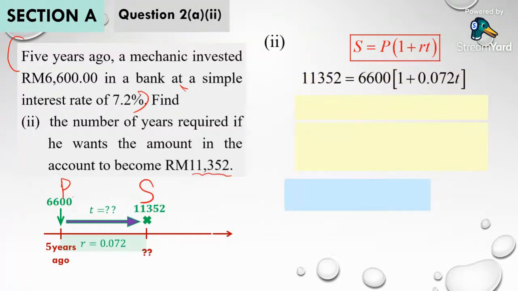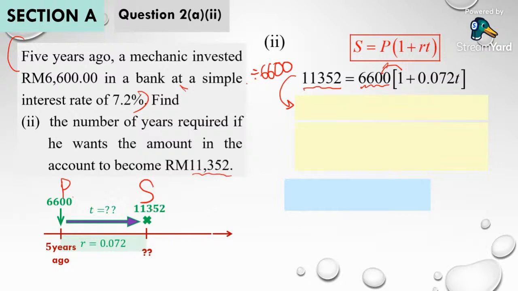Then in these calculations, the next step is up to your choice: you can expand the 6,600 inside, or what I'm going to do is take these equations and divide both sides by 6,600. This is just one suggested way you can do it. Instead of expanding the 6,600, if you want to expand, it's also all right. But here, I do divisions.